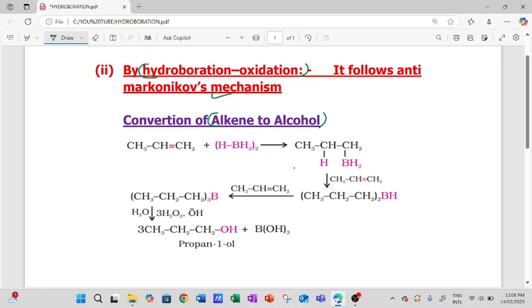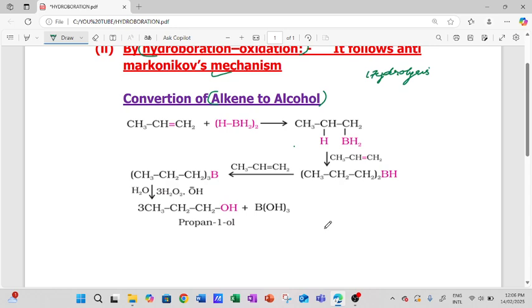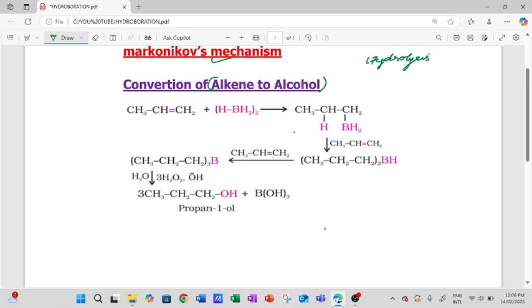There is another reaction by which we can prepare alcohol from an alkene, that is acid hydrolysis. It follows Markovnikov's mechanism. But today we are going to study how we can prepare an alcohol from an alkene by using anti-Markovnikov's mechanism, using a special reagent called diborane, B2H6.